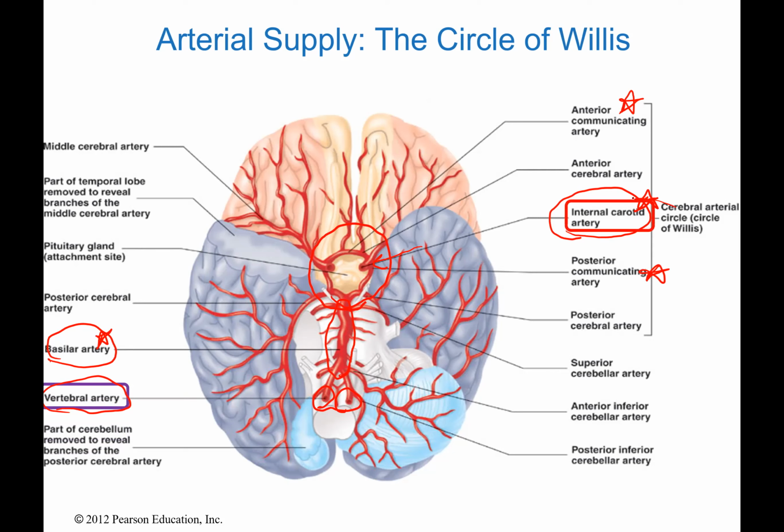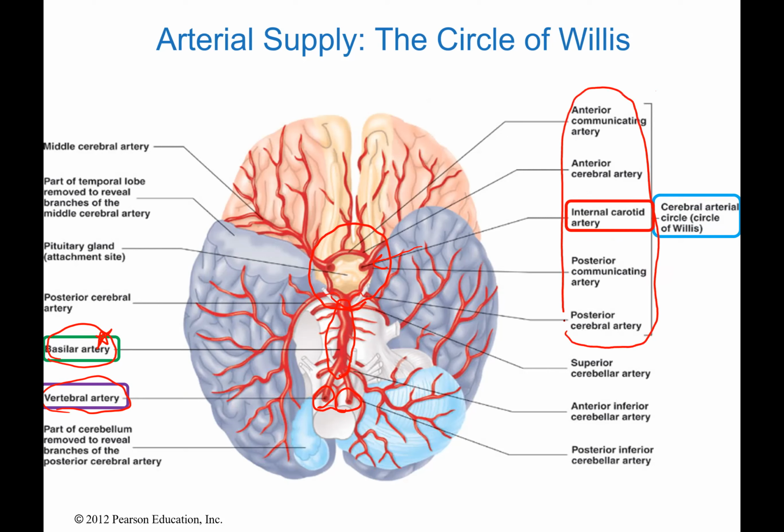Oh, I forgot that I highlighted these. So enjoy this. So the cerebral arterial circle, circle of Willis, all of these structures. Oh, I forgot posterior cerebral artery as well. So I wish I could erase. I'm still getting used to this stylus. Oh, I figured out how to erase. Yay.